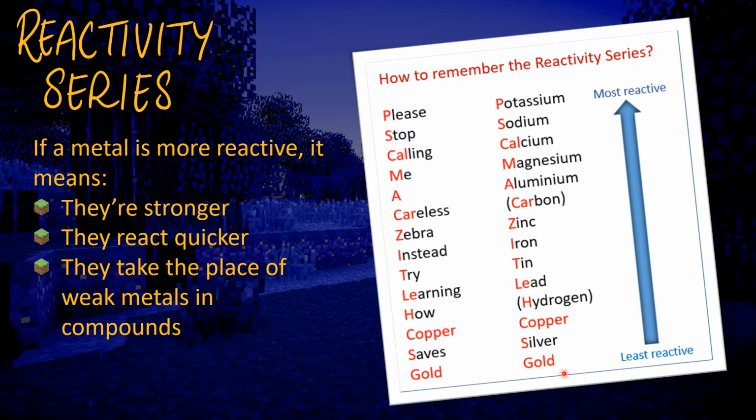But on the right here, we have gold at the bottom, so that is the least reactive, and it goes all the way up to potassium, which is the most reactive. So potassium is stronger than all of the ones below it. It's more reactive than all the ones below it, and it will take the place of the weaker metals in compounds.